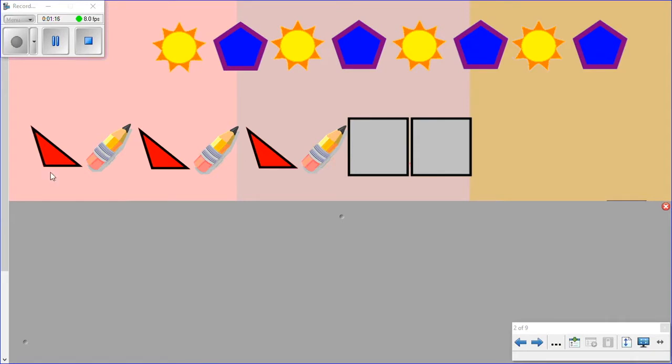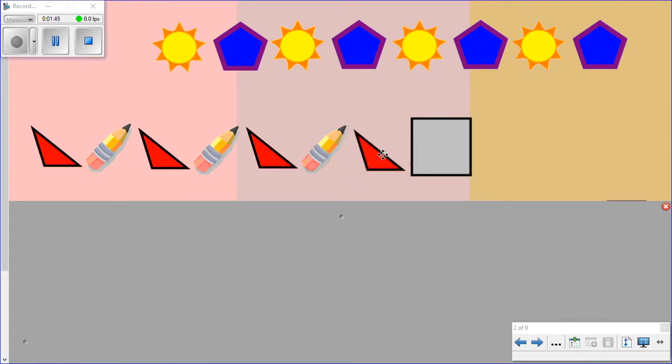Here I have a shape. What's the name of this shape? Count how many sides. 1, 2, 3. 3 sides. That's a triangle. Triangle, pencil, triangle, pencil, triangle, pencil. What comes next?